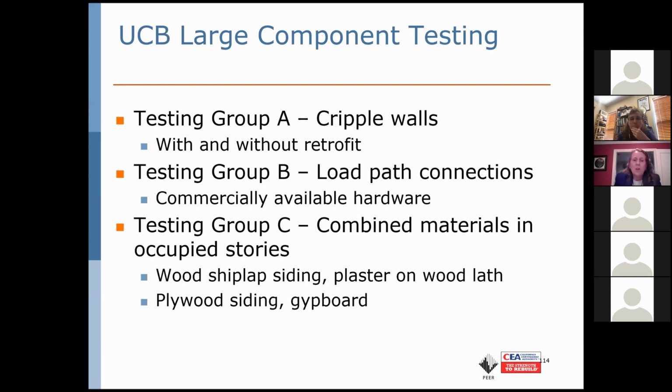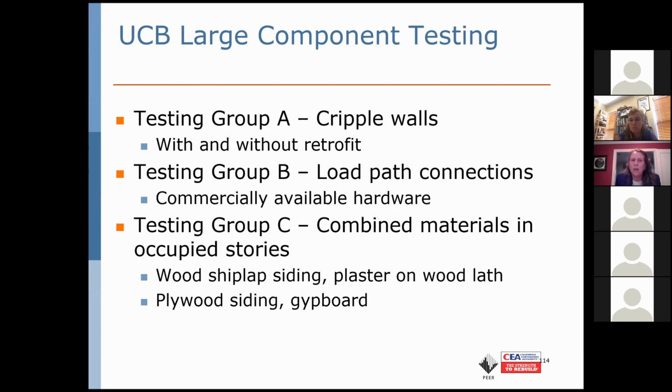The testing that was done at UC Berkeley was rather different in nature, although it was very much matched with what was happening in UC San Diego, especially for the group A. Tara had mentioned that we were trying to fill prioritized gaps in the test record in order to provide the Stanford numerical modeling group the best information possible to evaluate the cripple wall and the superstructure in both the pre-retrofit and the post-retrofit condition.